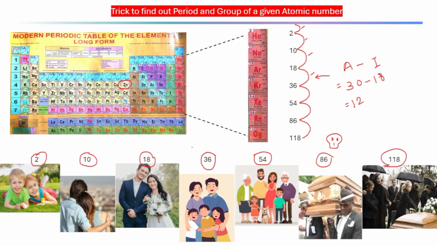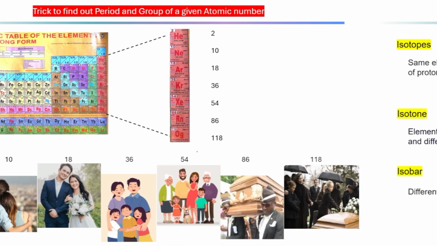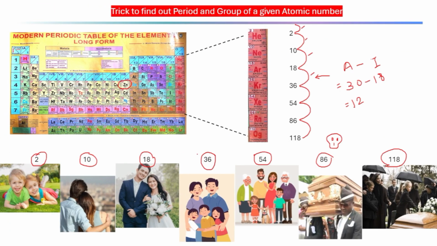Another thing I can say is this. See, this one is for another small trick. This one is the fourth period. So this is actually 40 minus 4. 40 minus 4, you will get 36.